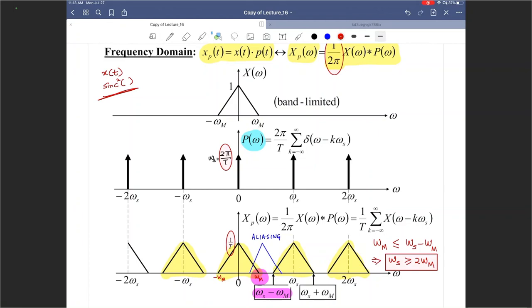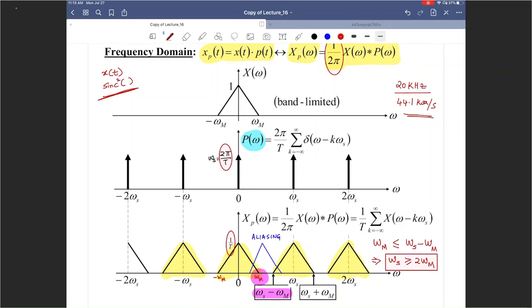What is the frequency that we humans can hear? Humans can hear up to 20 kilohertz. Which is why one of the standard sampling rates is what? 44.1 kilo samples per second. Right? That's one of the standards that is used in CDs.